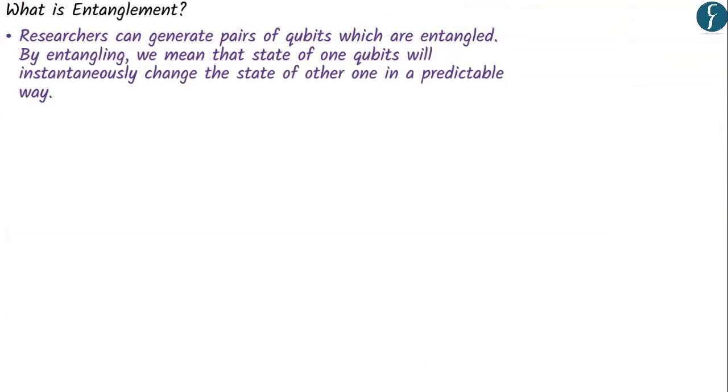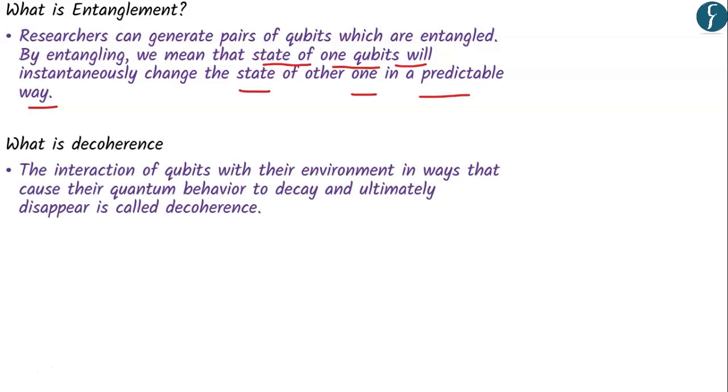Researchers can generate pairs of qubits that are entangled, which means the two members of the pair exist in a single quantum state. Changing the state of one of the qubits will instantaneously change the state of the other in a predictable way. And this is called entanglement. Another term that we need to understand is decoherence.